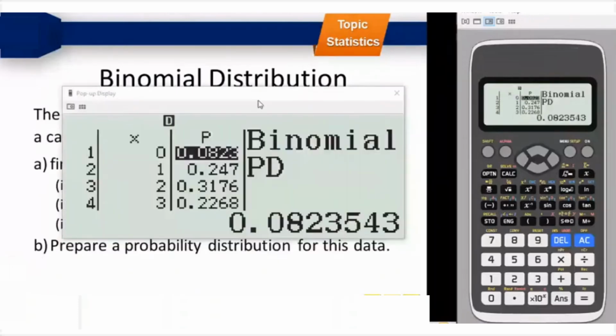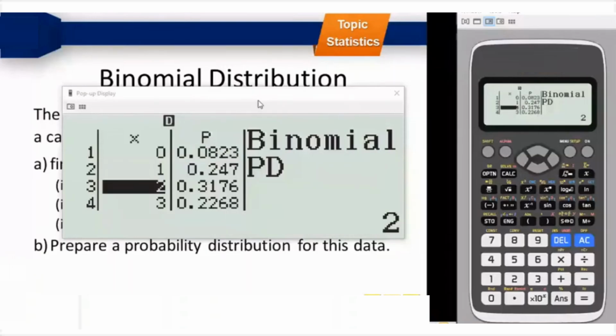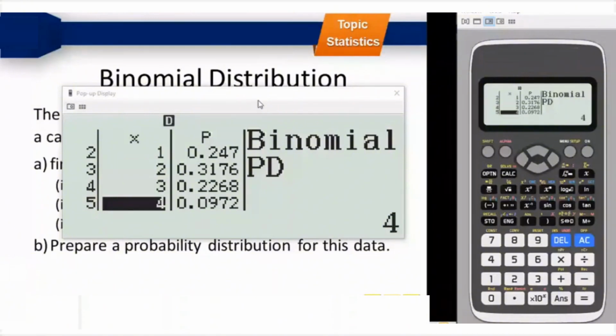0.082353. The probability of making 1 sale is 0.247. The probability of making 2 sales is this. Probability of making 3 sales is this. Probability of making 7 sales is this. So on and so forth. I hope this answers the question.